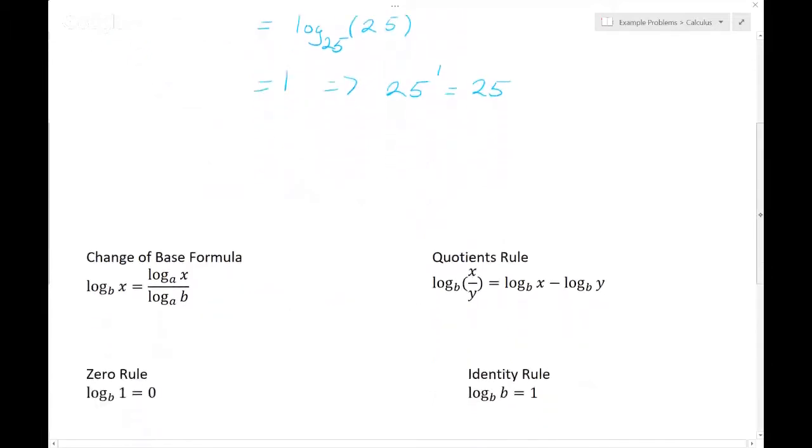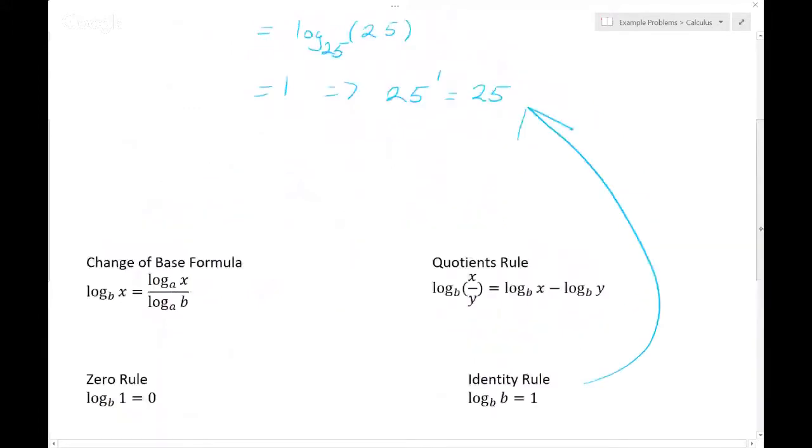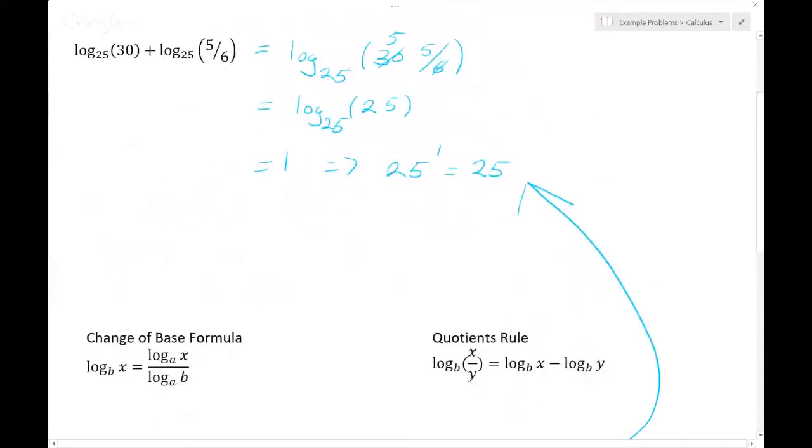And then another two that go hand in hand with the exponent rules, which once again are just the inverse of logarithms, are log b of 1 is equal to 0, which is the zero rule, and log b of b is equal to 1, which is what we applied up here to get our answer.